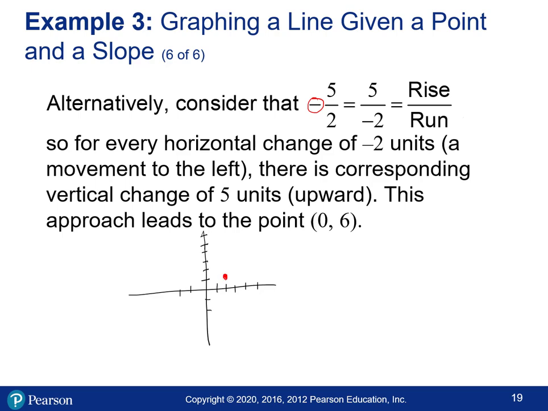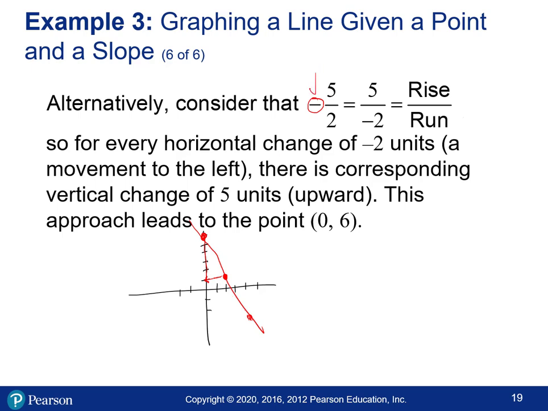And then we are going to this time run 2 to the left. So we're going to run 1, 2 to the left, which is here. And then we're going to rise 5: 1, 2, 3, 4, 5. And then what you would see is we would actually get the same exact line that we got from dropping 5 and running 2 to the right, which put us down here. Okay, so you can do this either way.